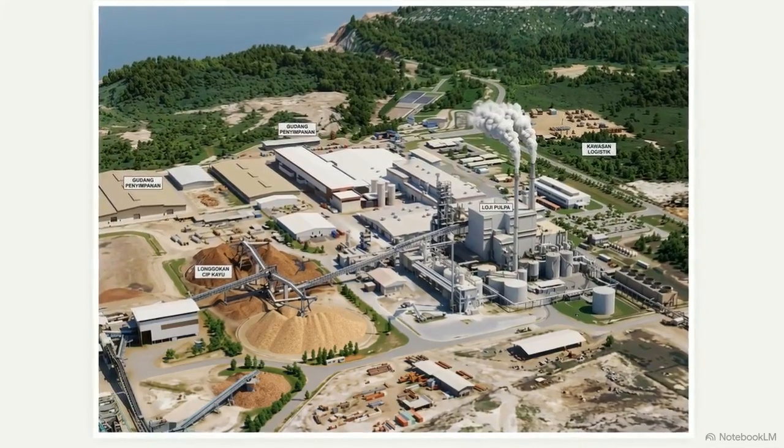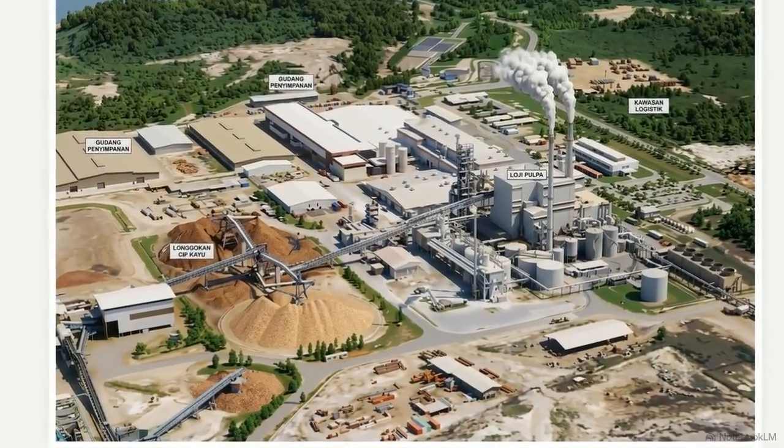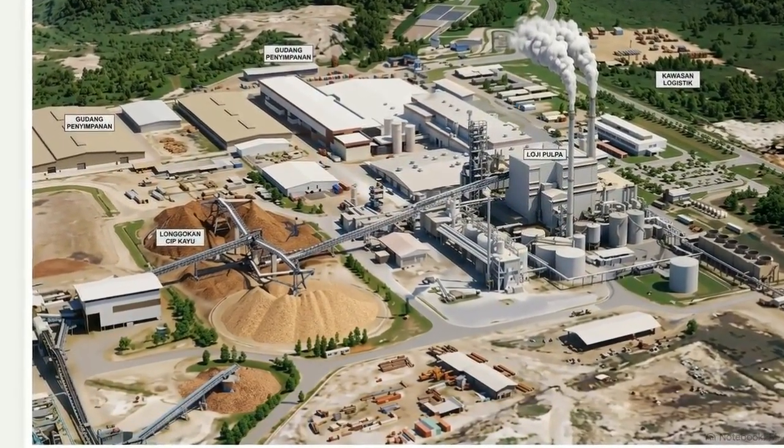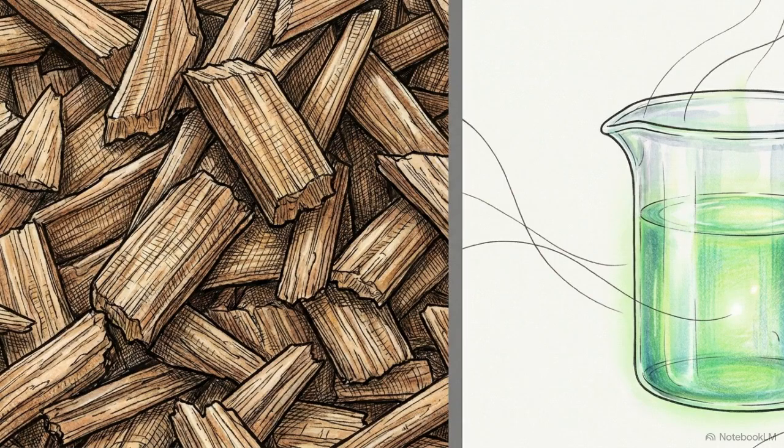To see the production scale, look at these wood chip piles. These mounds are several stories high, dwarfing the surrounding roads and transport vehicles. While this mechanical destruction is necessary, it's just preparation for the chemical transformation that follows.